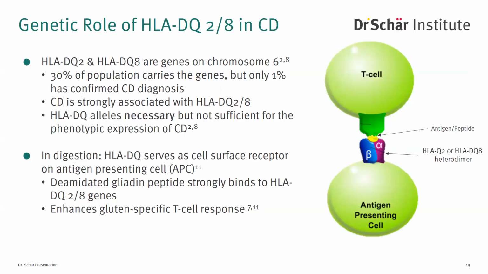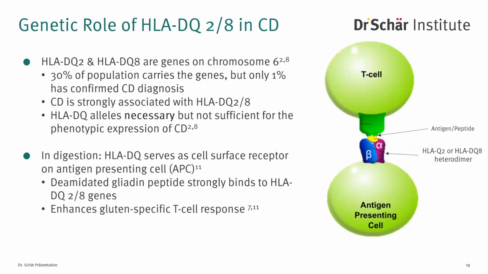Now, we all know that there's a genetic component of celiac disease. HLA-DQ2 and DQ8 are genes on chromosome 6. Despite the fact that 30% of the population carries the gene, only 1% actually develops active celiac disease. So it is important to note that the HLA-DQ alleles are necessary, but not sufficient for celiac disease diagnosis.